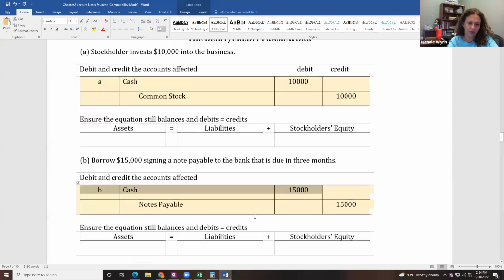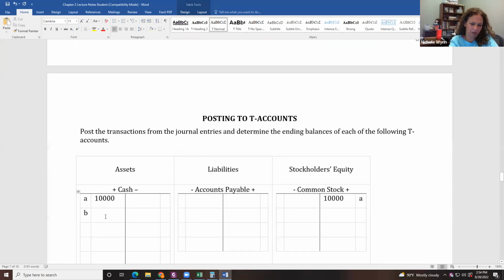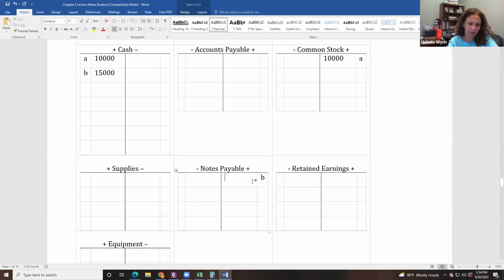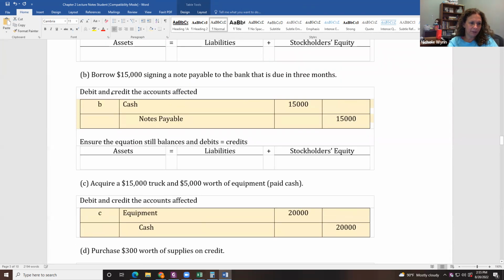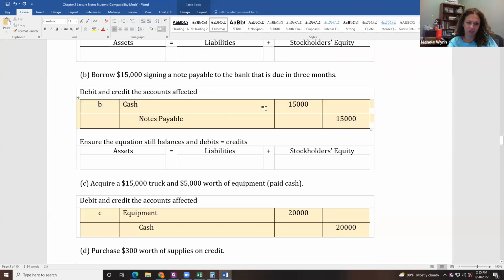I'm going to debit cash for 15 and credit notes payable. So I'm going to go here and do 15, and then I'm going to credit notes payable. So that's transaction B. I debited cash and I credited notes payable. Sometimes students are like, well, how did you know which one to debit and which one to credit? I just did exactly what it said. Debit means left. I debited cash, so I went to the left side of cash, 15, credit notes payable.